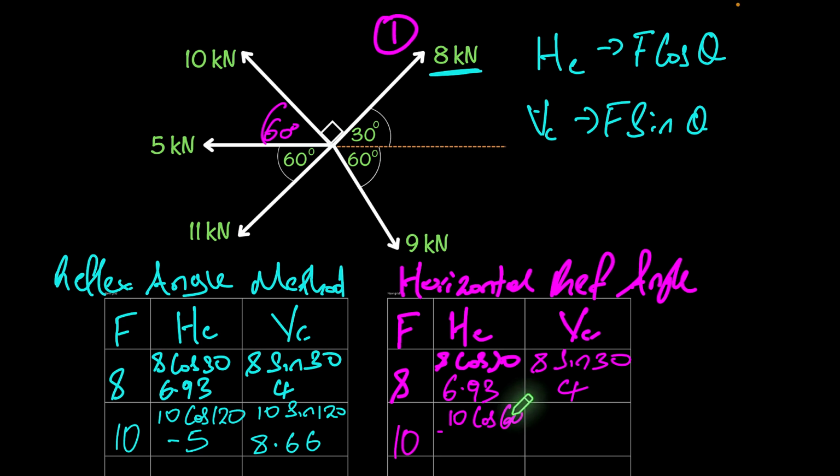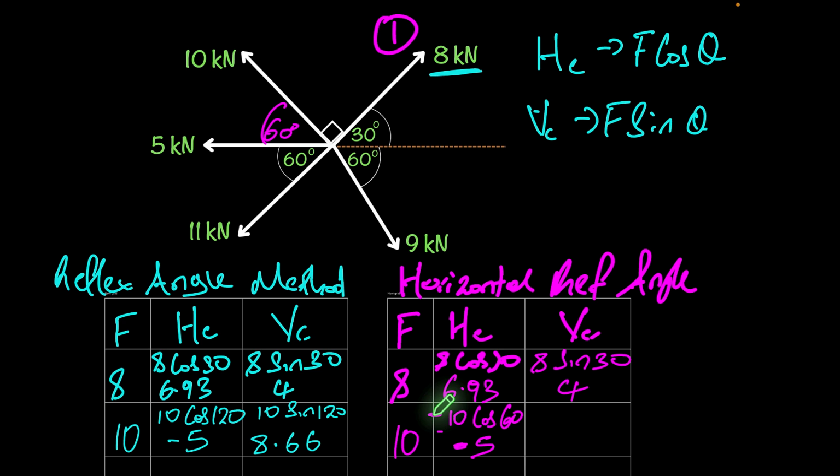And if you were to put both of these into your calculator, you will realize that they give the same answer. Negative 10 cos 60 will give us the same negative 5. But the biggest difference is, for the horizontal referenced angle bit, you need to include the sine, whereas if you were to use just the reflex angle method, there is no need to include the sine. So that's the biggest difference here.